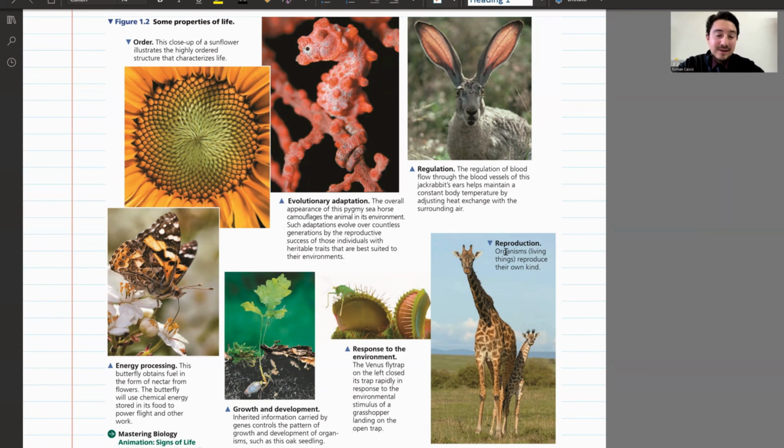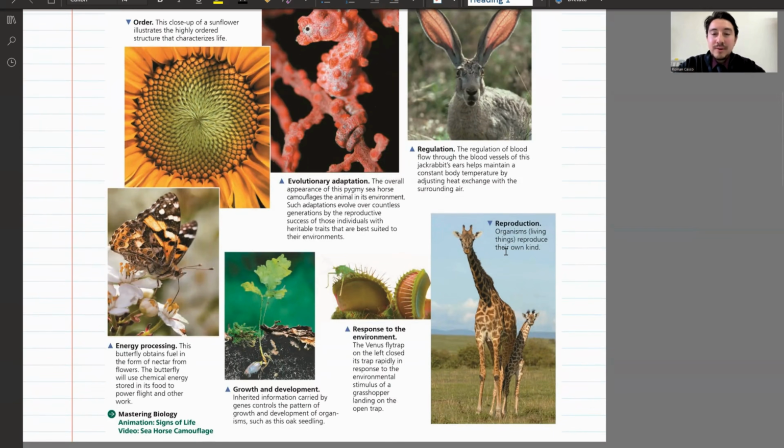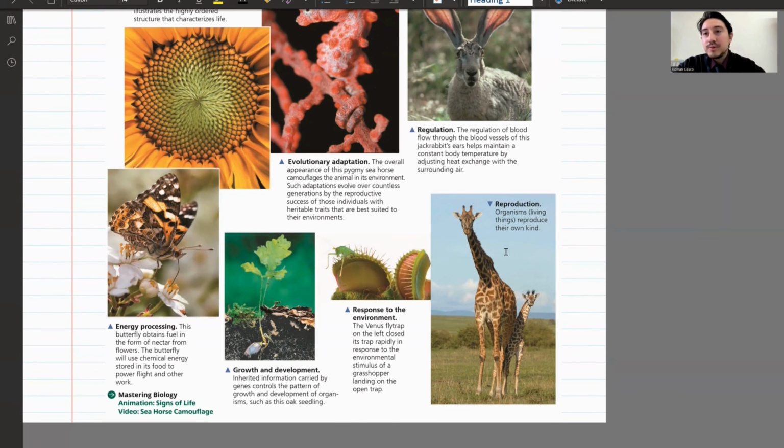We're not infinite. We don't have an infinite lifespan. We're born, we grow, we reproduce, we die, right? But we need to continue the species. So this is a feature of life.